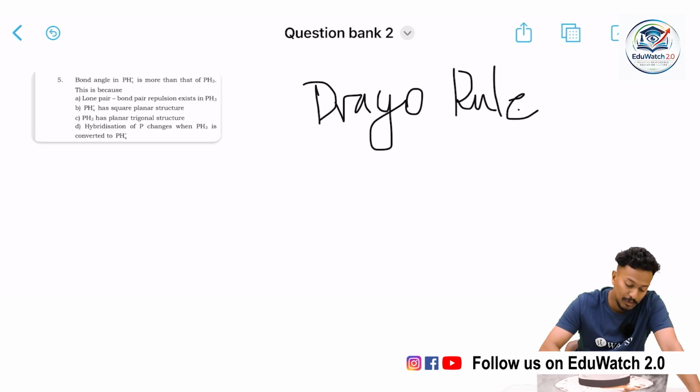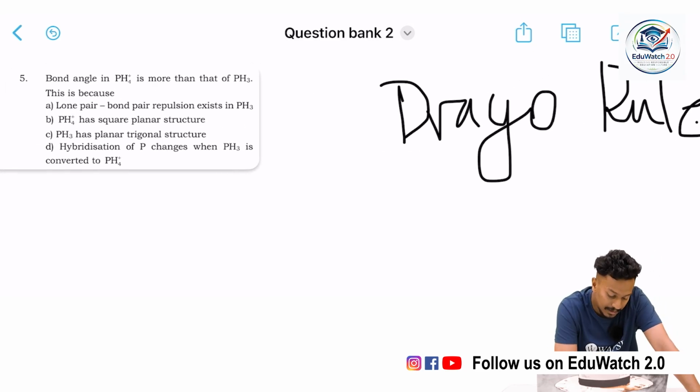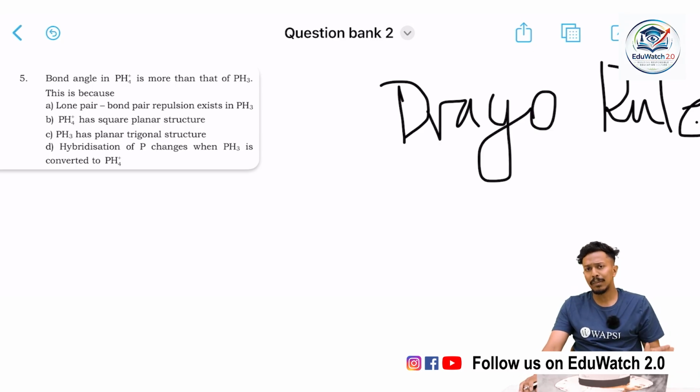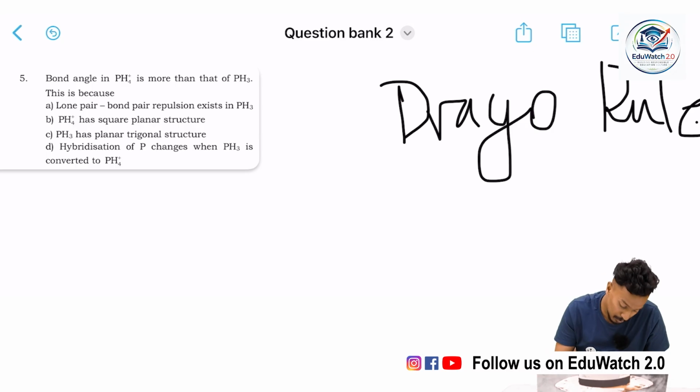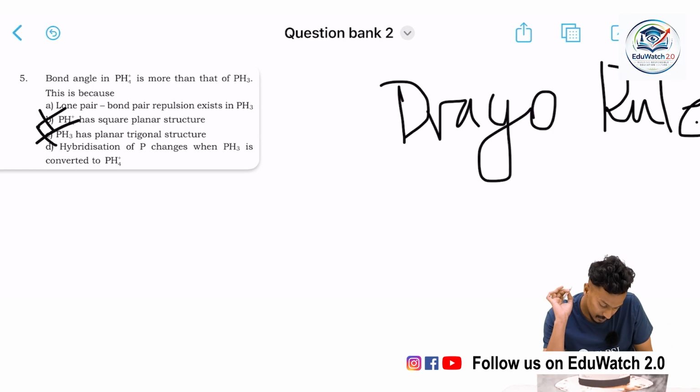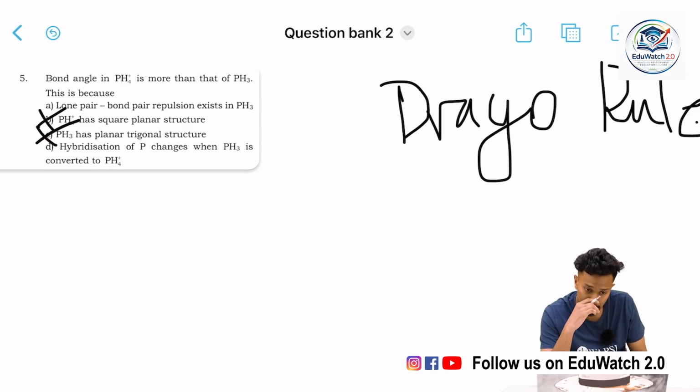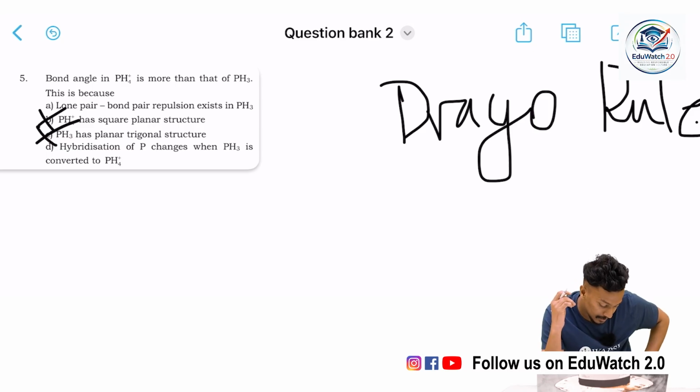So what we have here is that the bond angle in PH4+ is more than that of PH3. This is because of lone pair bond pair repulsion. PH4+ has a square planar structure. That is wrong actually. PH3 has a trigonal structure. As there is no hybridization found in PH3, hydrides of phosphorus and its cation, we could rule out the possibilities of option B and option C. So the correct option would be what?